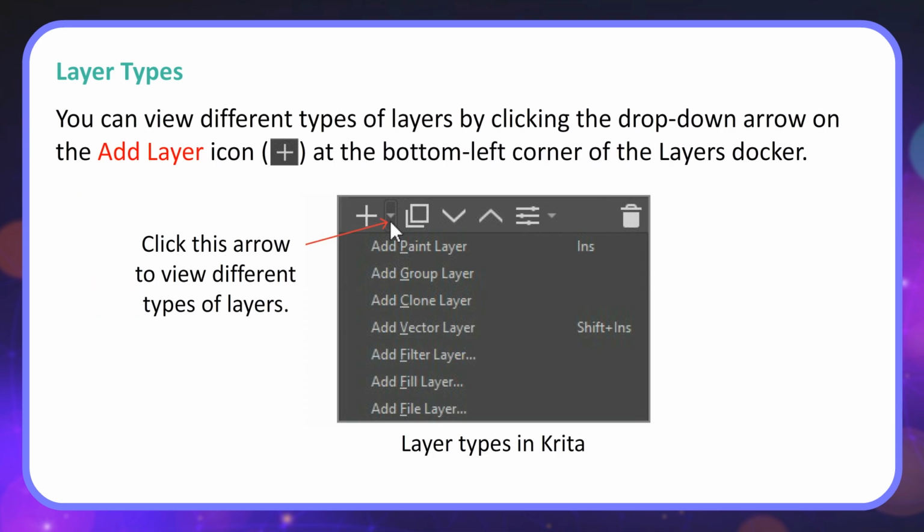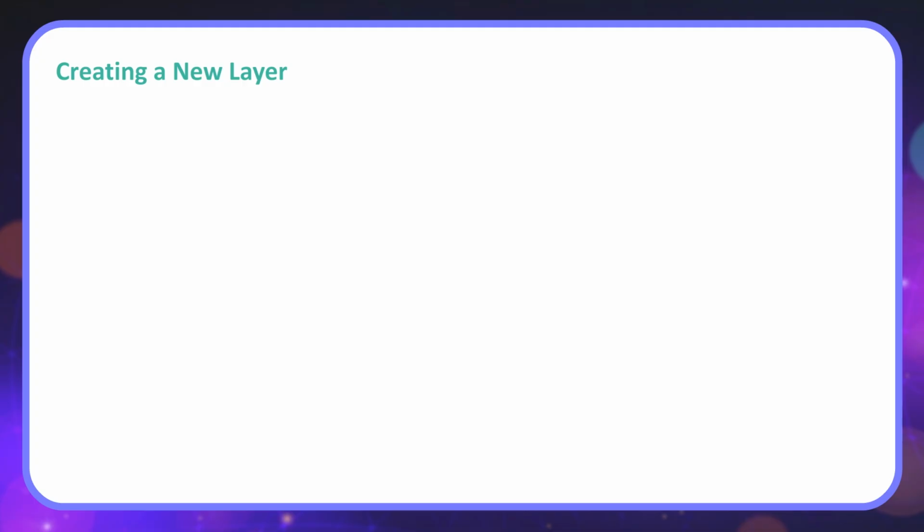You can view different types of layers by clicking the drop-down arrow on the Add Layer icon at the bottom left corner of the Layers Docker. Click this arrow to view different types of layers. Layer types in Krita.